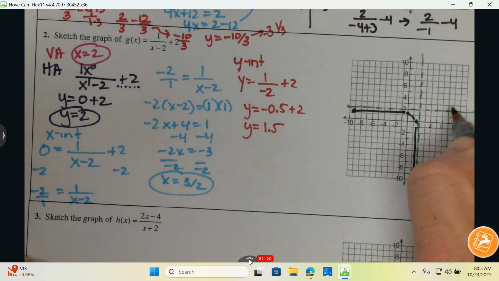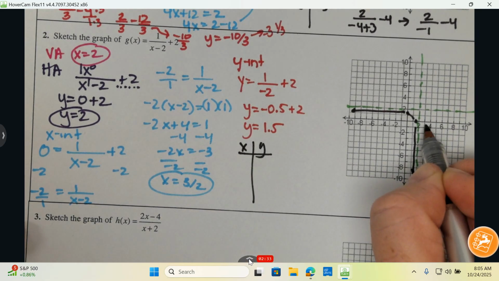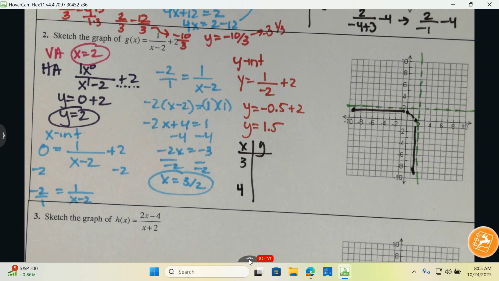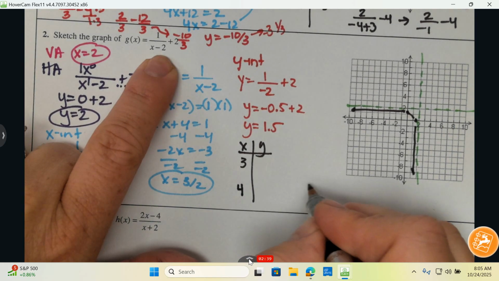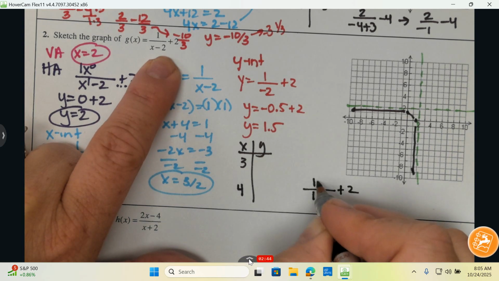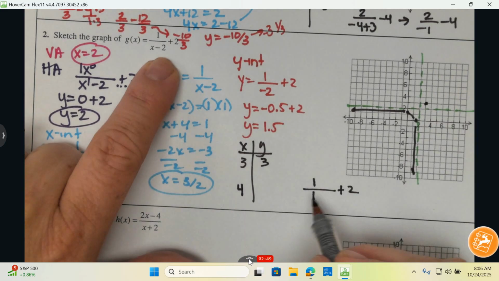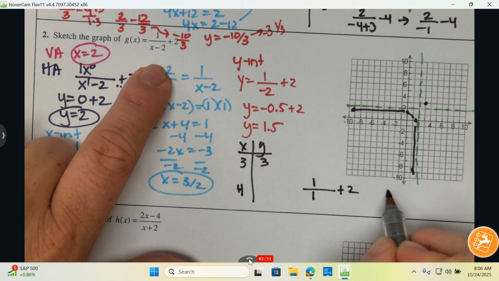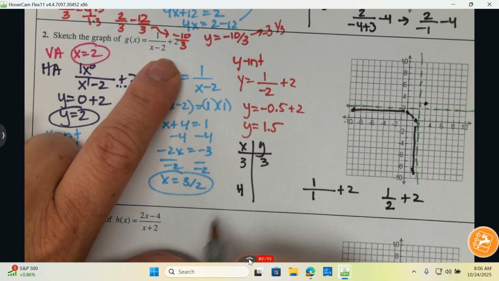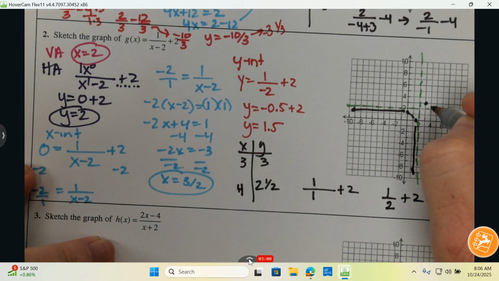Now I need 2 more critical points to the right. So I am going to test 3 and 4. Okay, here we go. How do I test it? I'm plugging into this: 1 over 3 minus 2 is 1, plus 2. Well, 1 plus 2 is 3. Let's go over 3, up 3. Now 4: 1 over 4 minus 2 is 1/2, plus 2. That'd be 2.5. So I go over 4 and up 2.5.